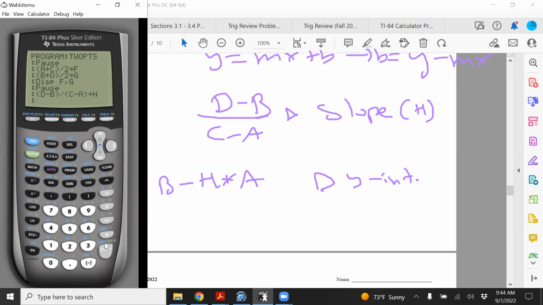No, but the y-intercept, you're squaring, it doesn't matter. The y-intercept we're storing is what? We'll store it as I. Store as I. Okay, let's do it right now. So alpha B minus alpha H times alpha A, store, I'll call it I.